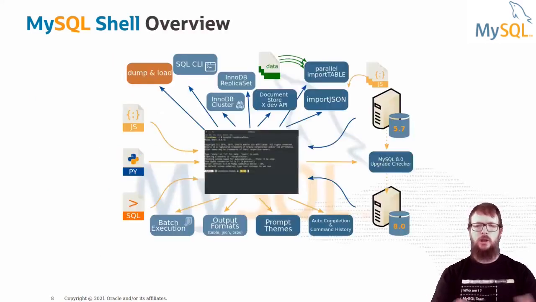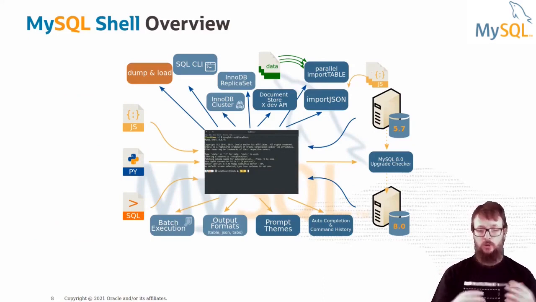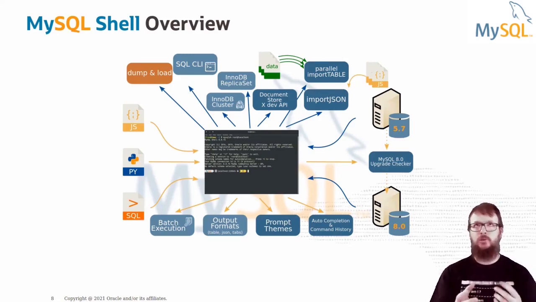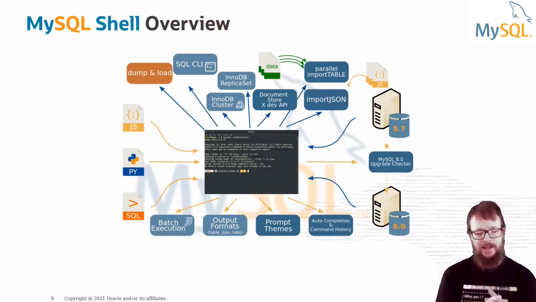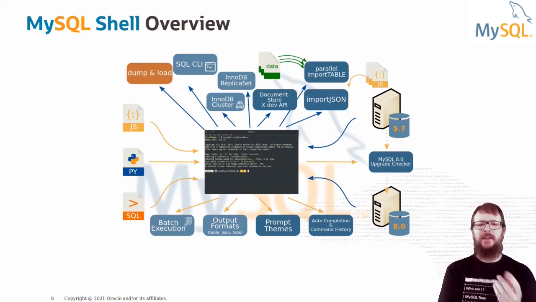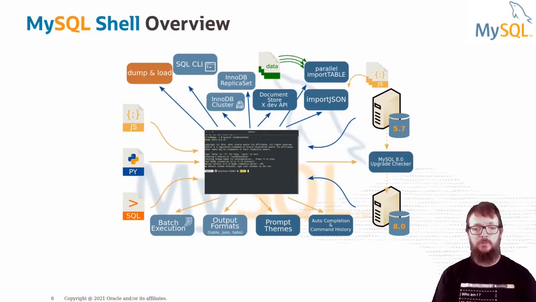So this is an overview of what the shell can do. As you can see, the shell has a lot of features. We can use it to upgrade from 5.7 to 8.0. It's a nice GUI, a nice command line, much more fancy and fun to work with than the classic MySQL client. I will show you that. You can change the prompt. As I said, we have the three modes, but it's also very powerful for other operations like dump and load, like import, and we're going to see all that.